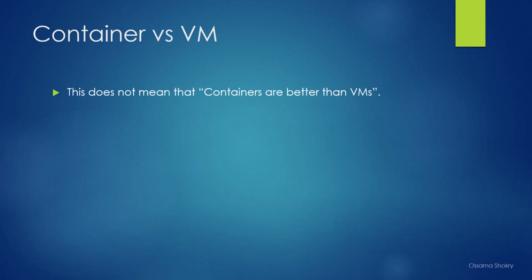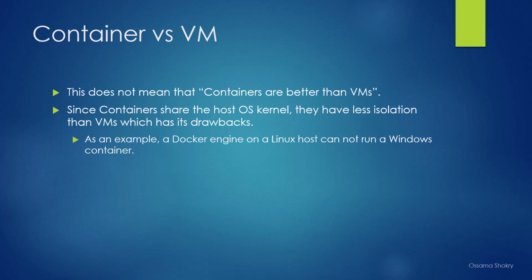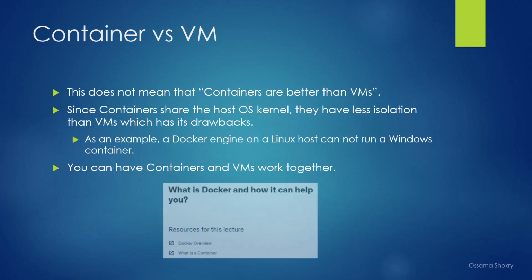This does not mean that containers are better than virtual machines. Since containers share the host operating system kernel, they have less isolation than virtual machines, which has its drawbacks. As an example, a Docker engine on a Linux host cannot run a Windows container. You actually can have containers and virtual machines work together. To learn more about containers and how to have containers and virtual machines work together, refer to the "What is a container?" link in the resources attached to this lecture.